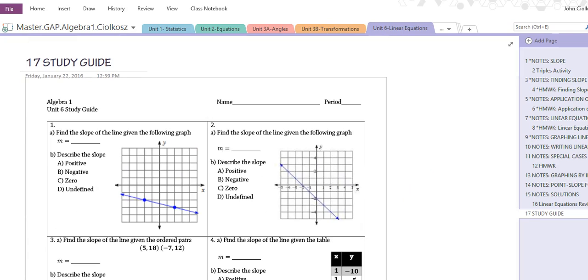So, once you've completed the Unit 6 review and checked in with me, your last assignment for Unit 6 is to pass that Unit 6 exam.